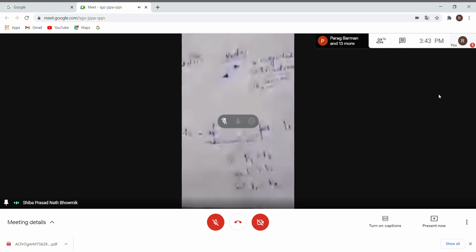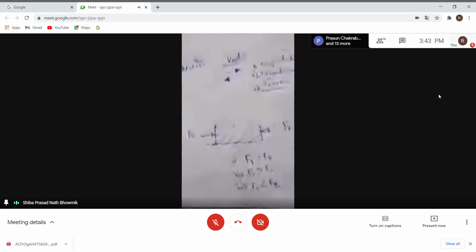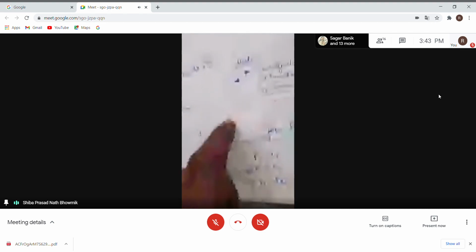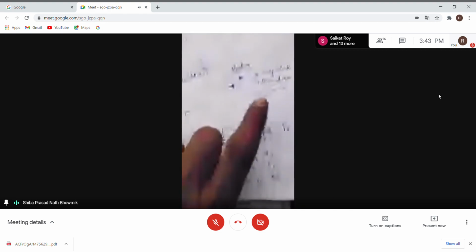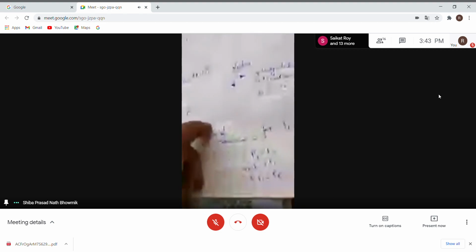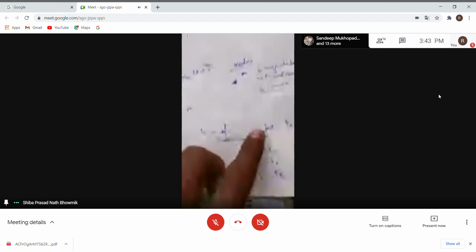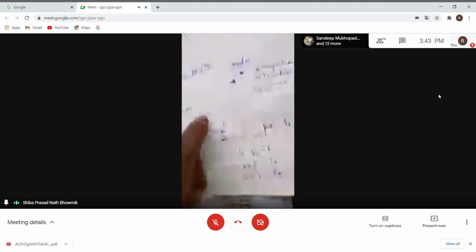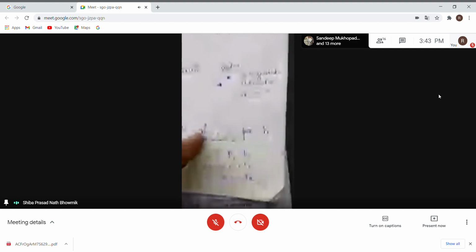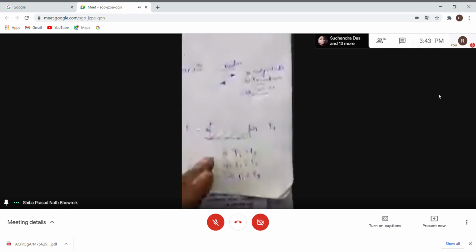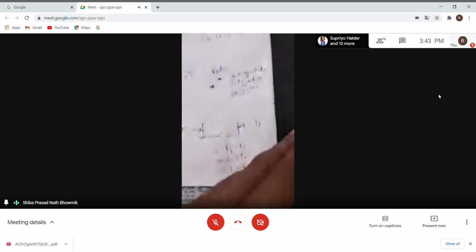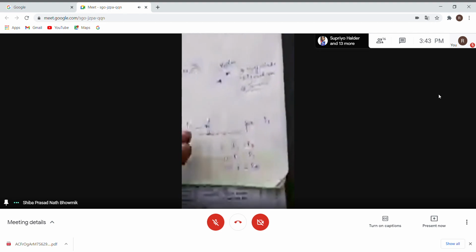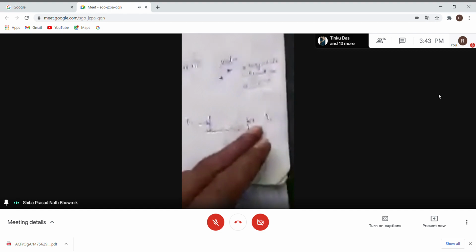Then the second thing, F1 greater than F2. Then the object will move towards F1, that means what? Right to left. The object will have the tendency to move from right to left, because F1 is greater than F2. And the last one, F1 is less than F2, which means the object will go in which direction? It will go this way, because F2 is greater than F1, right?